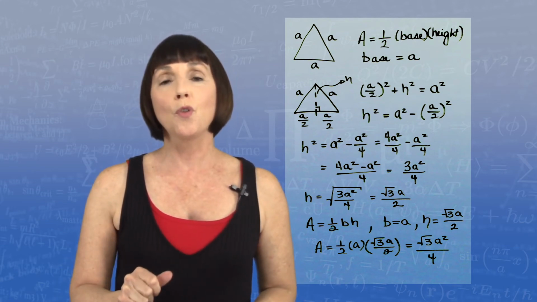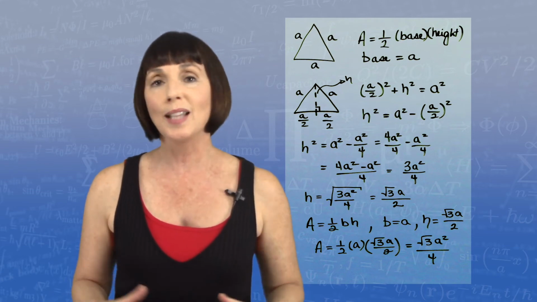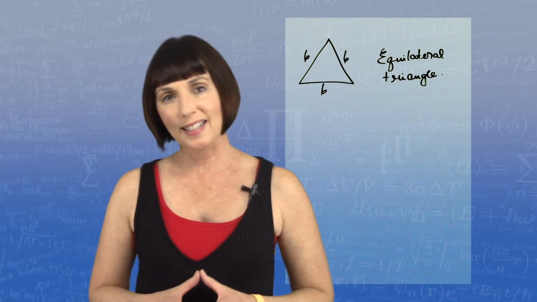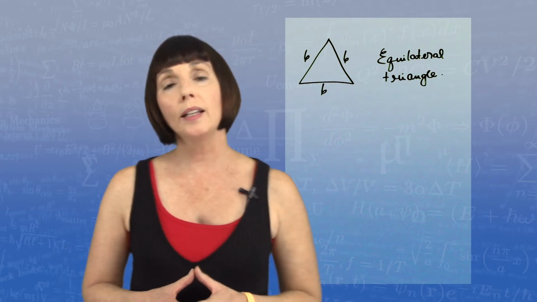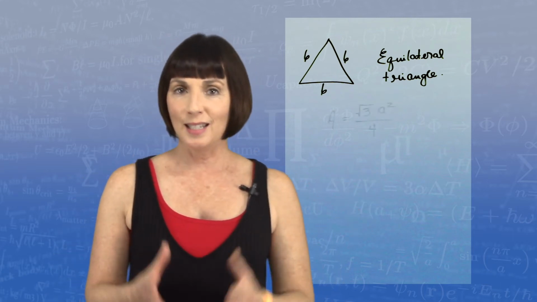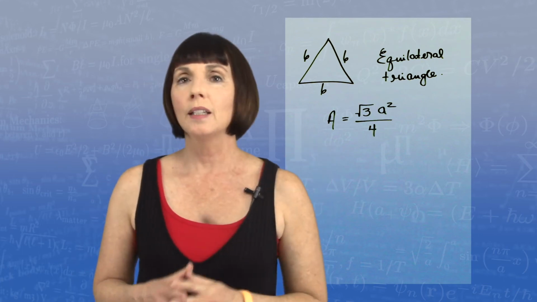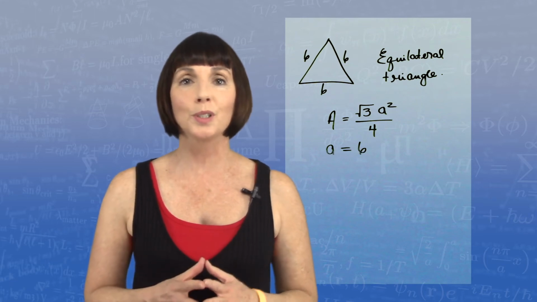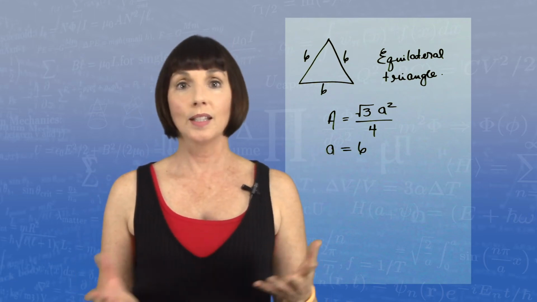You can use this formula to find the area of any equilateral triangle as long as you know the side length a. Let's do an example. We have an equilateral triangle here. The area is equal to the square root of 3 times a squared over 4, and in this case our side length a is equal to 6. Okay, so let's plug it in.